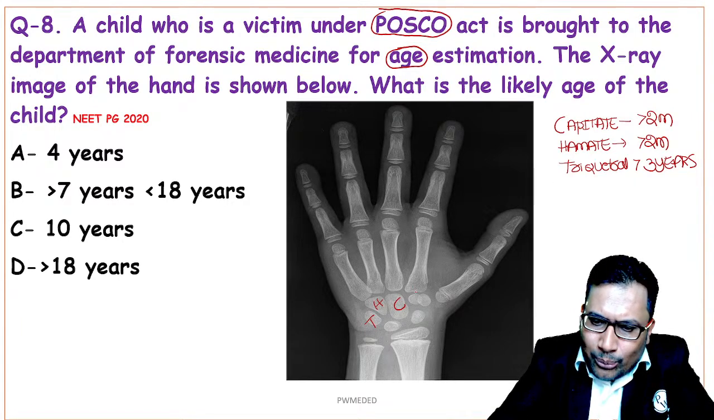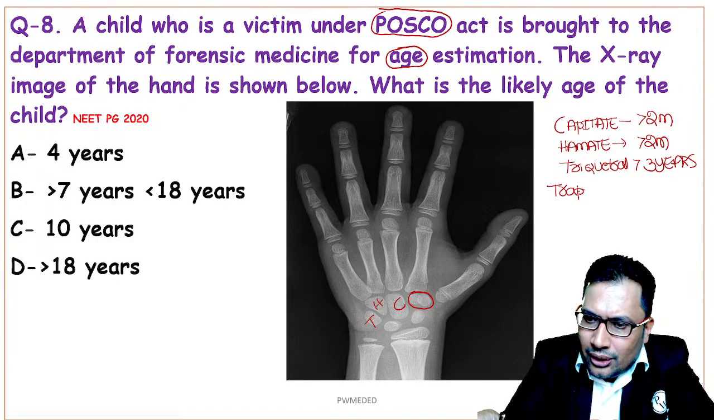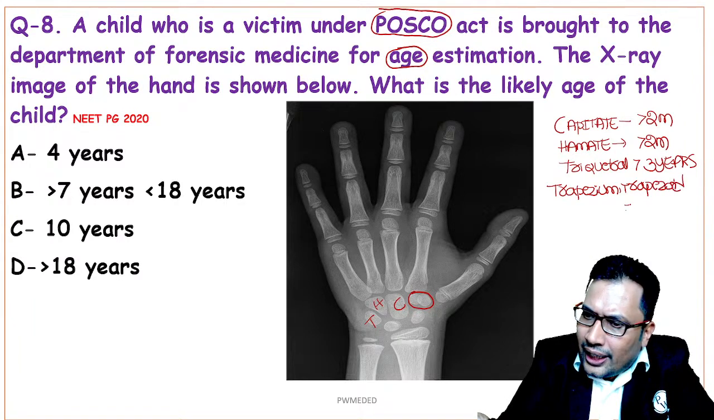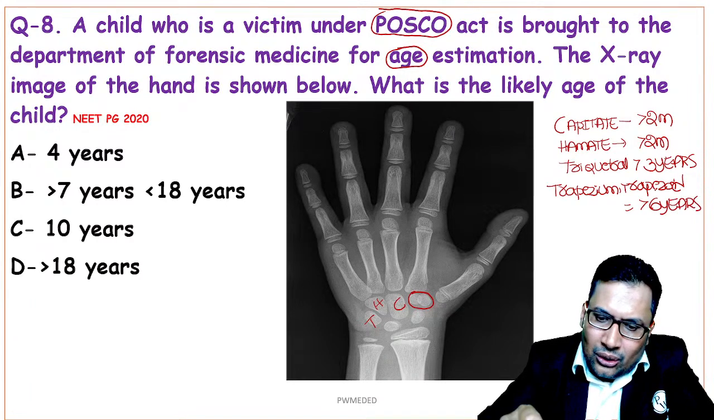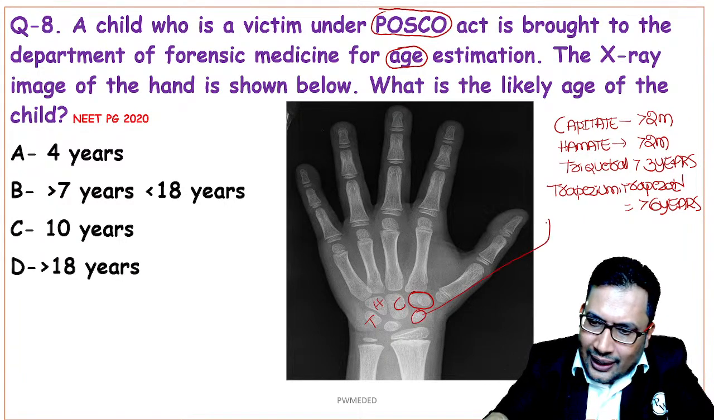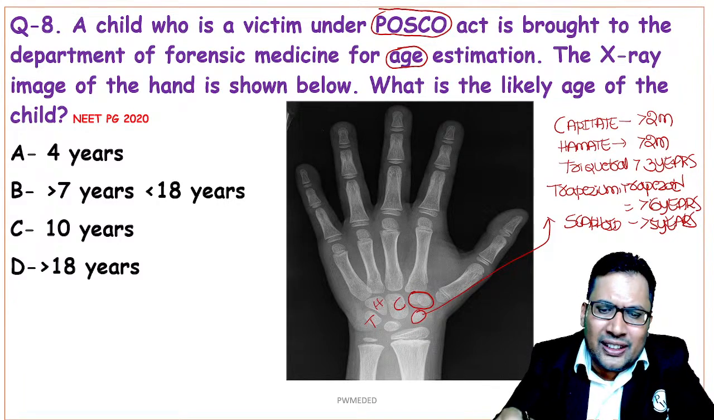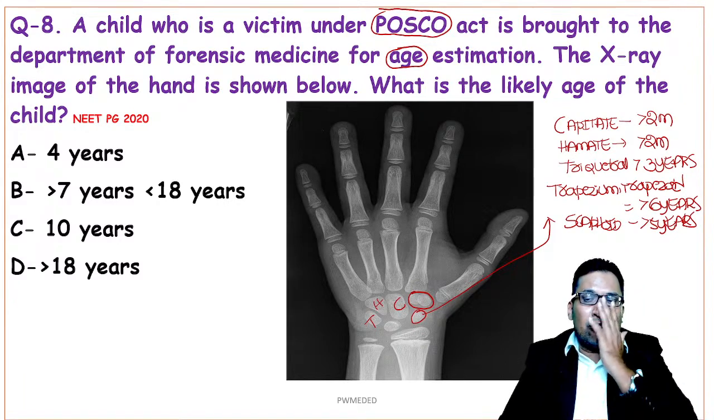So look at this. Both trapezium and trapezoid appear at the age of 6 years. So more than 6 years. Look at this. This is the scaphoid bone. So this is more than 5 years. But the pisiform has not appeared.